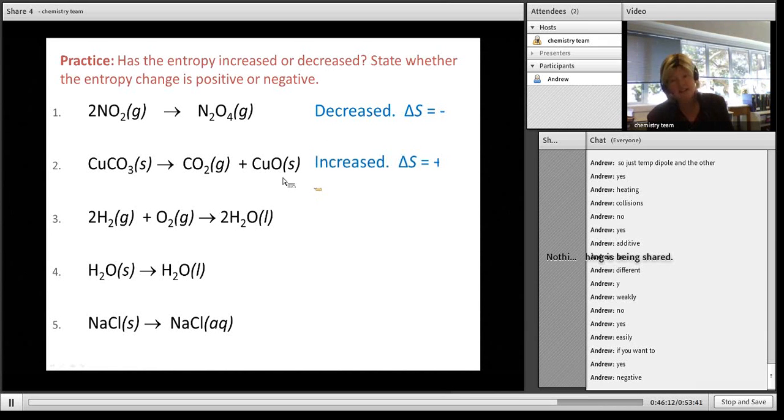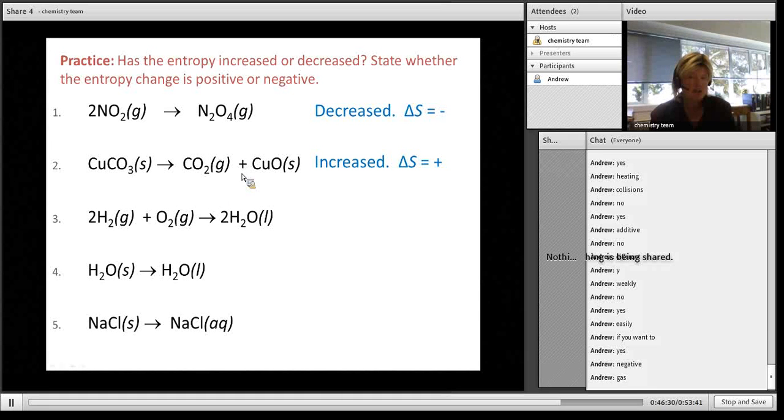The next one is positive, it's increased. Now there's 2 reasons for this. The one reason is I've gone from 1 particle to 2, but there's also another reason why I've got an increase in entropy. Now look at the states. I formed a gas. So I've gone from a solid and I've formed a gas. And remember, a gas always has more entropy than a solid because those particles are zooming around, they're not ordered.